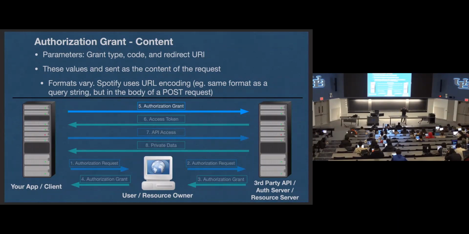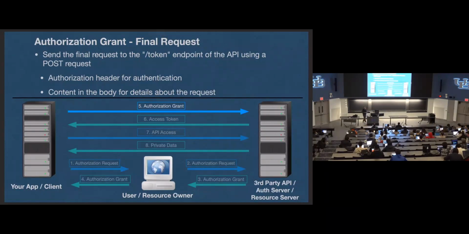But we need to make sure we have our content type. Since it is URL encoded, we have to make sure our content type says, hey, this is URL encoded, or else it might get blocked at some point along the way. It might get rejected by the API. And we're going to send that to the /token endpoint.